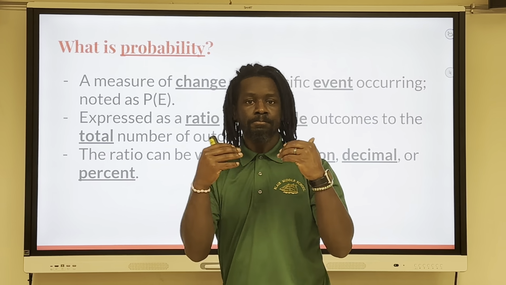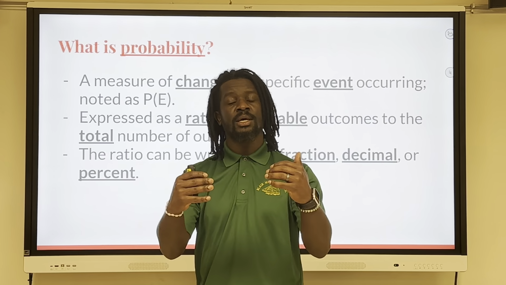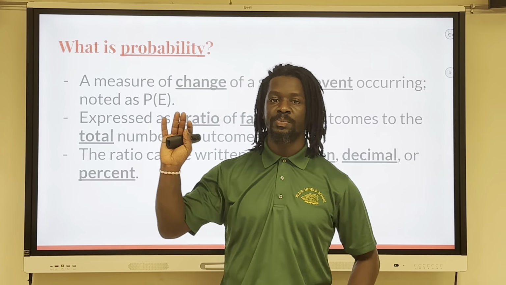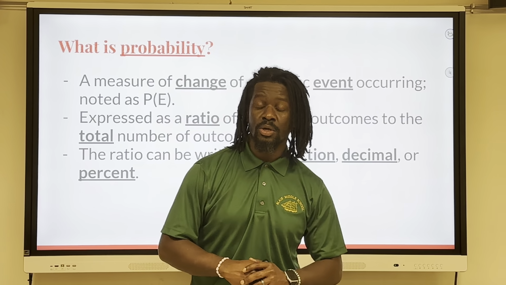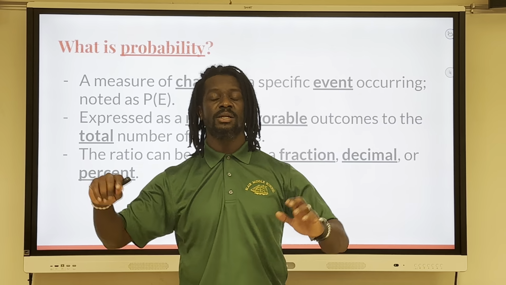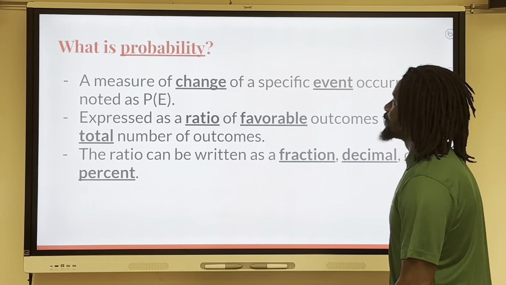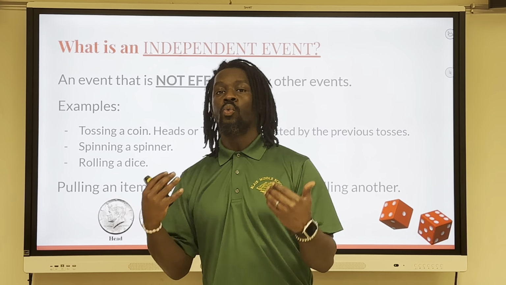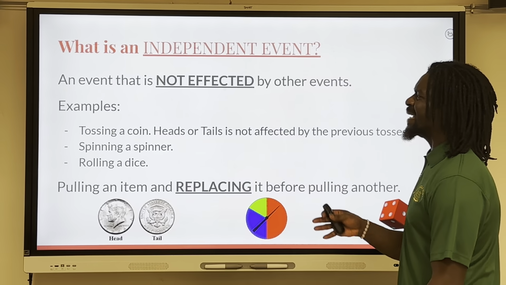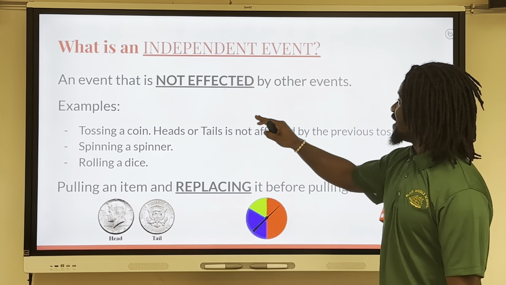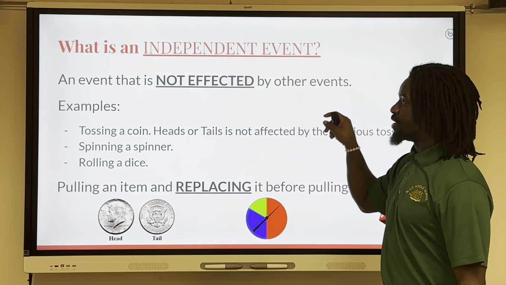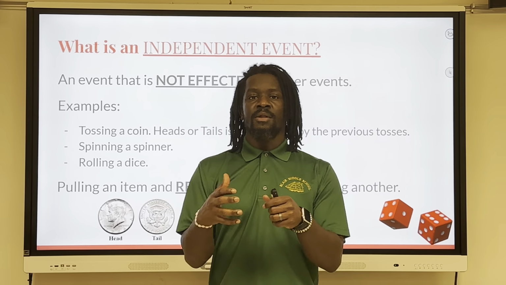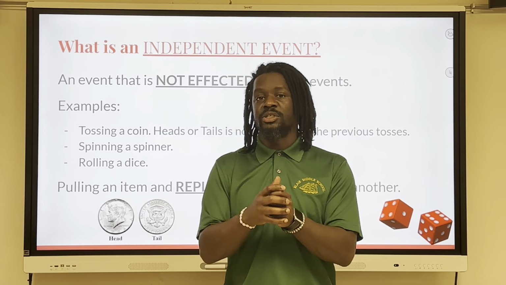Again, in today's lesson, we're not going to actually determine what the probability is for certain events. All we're going to do is categorize them and compare and contrast them to say, is it an independent event or a dependent event? So let's get into it. What are these two types of events? What is an independent event? An independent event is an event that is not affected by other events. When you find the probability of independent events, one outcome doesn't determine the other outcome.